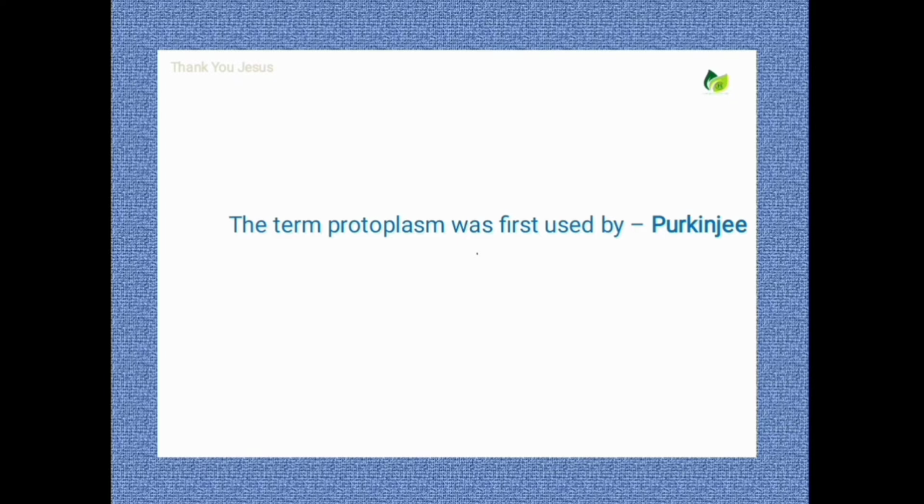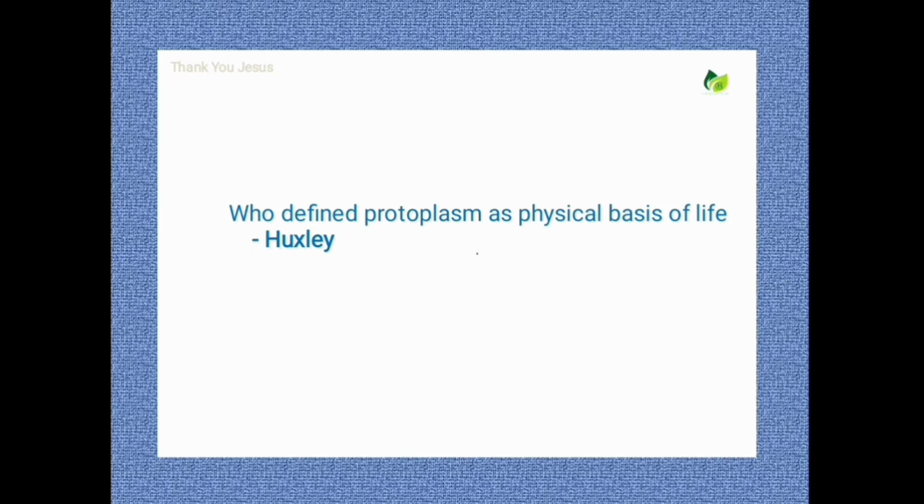The term protoplasm was first used by, the answer is Purkinje. Protoplasm is the physical basis of life. Next, coming to the next question. Who defined protoplasm as the physical basis of life? The answer is Huxley. He said that the protoplasm is the living part of the cell.